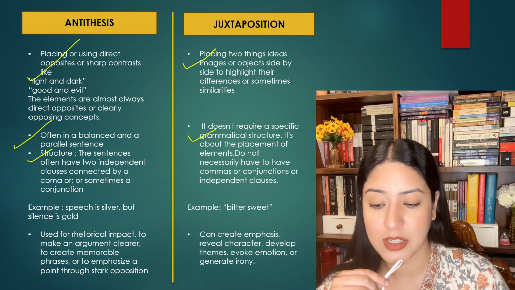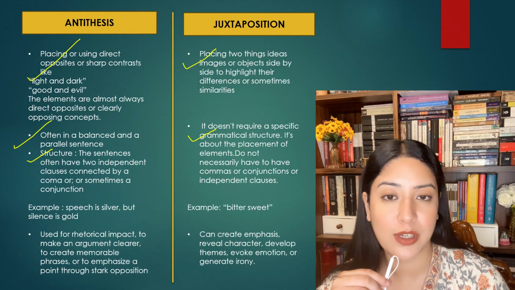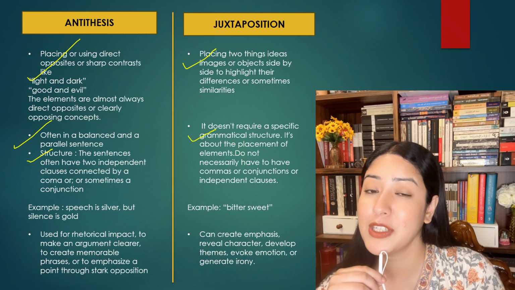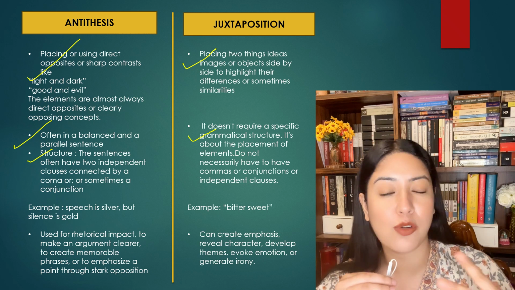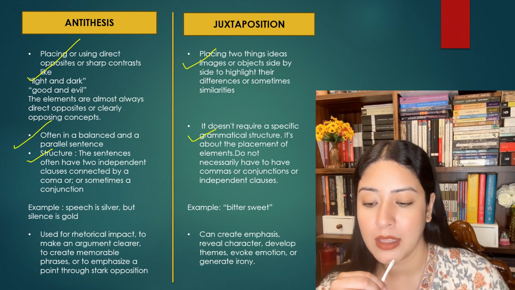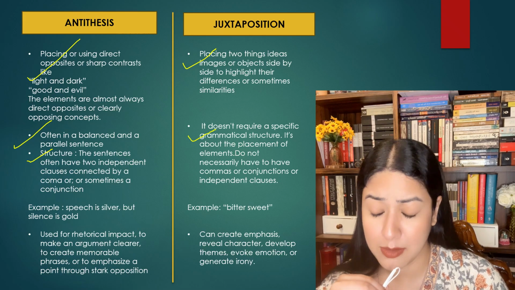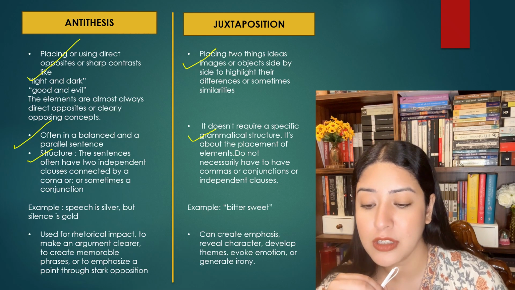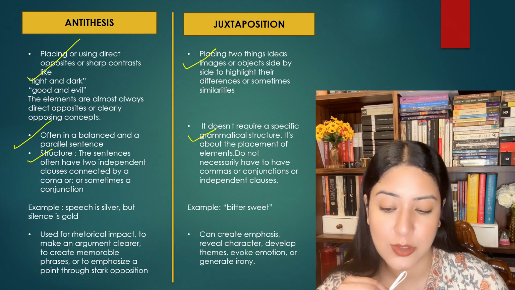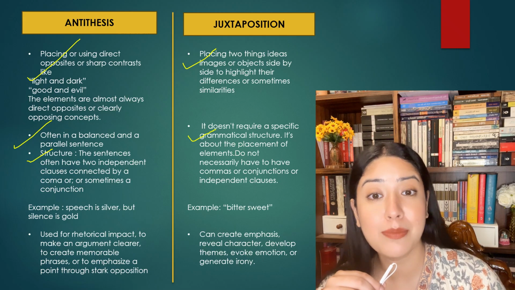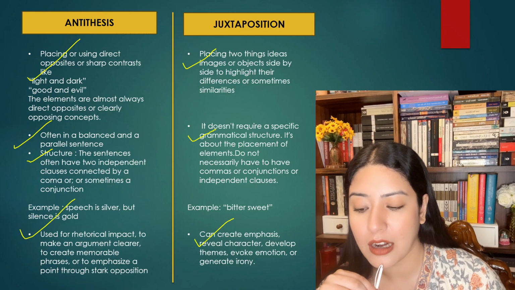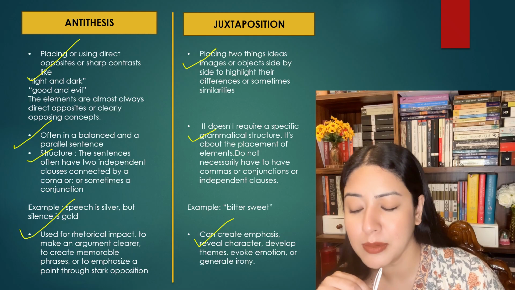And then you have juxtaposition. It doesn't require a specific grammatical structure. It can be two words, it can be a sentence, it can be an image, a painting, a novel, anything. It's about the placement of elements. They do not necessarily have to have commas or conjunctions or independent clauses. Example, bittersweet.